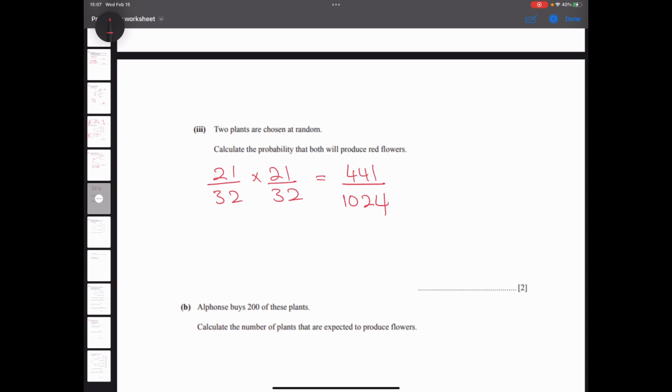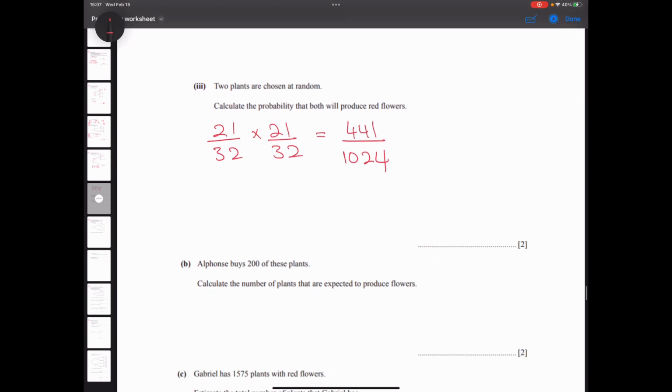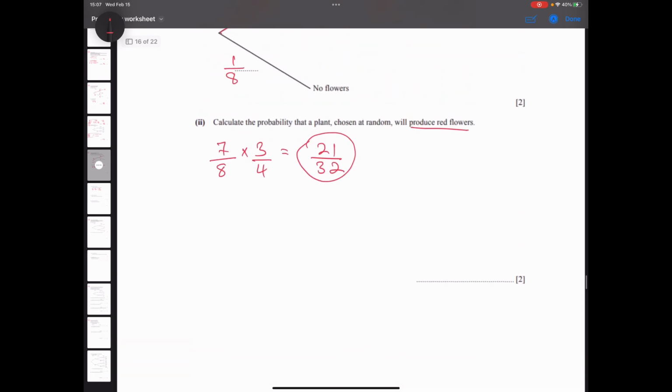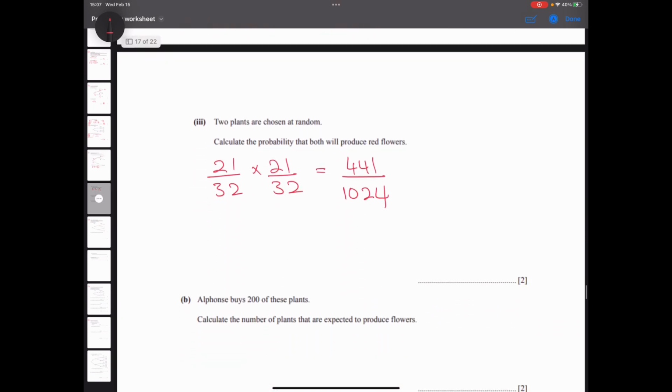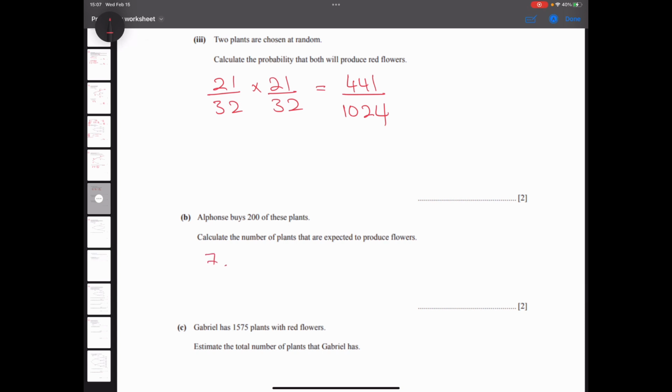After that, Alphonse buys 200 of these plants. Calculate the number of plants that are expected to produce flowers. Back to the probability of producing flowers, which is 7 over 8. So 7 over 8 times 200 is going to give me 175.